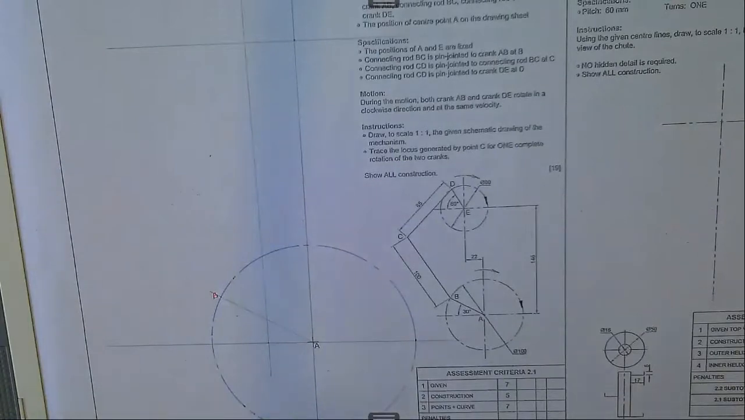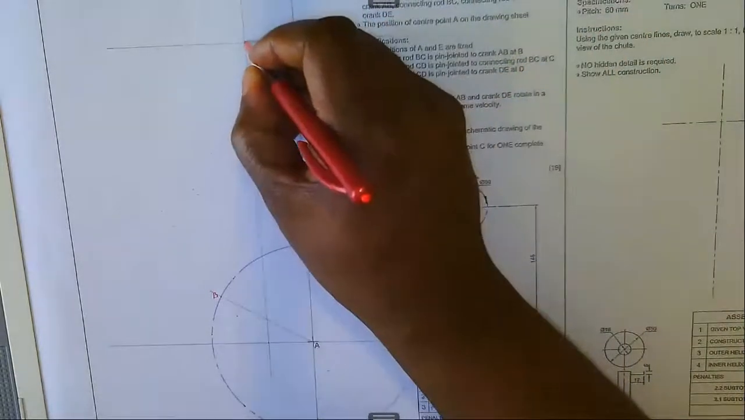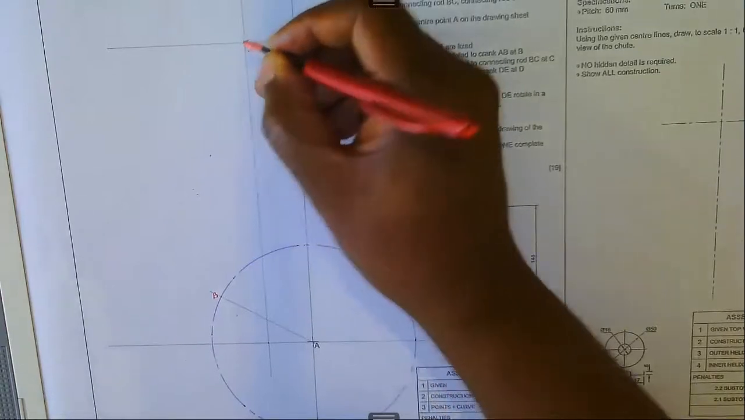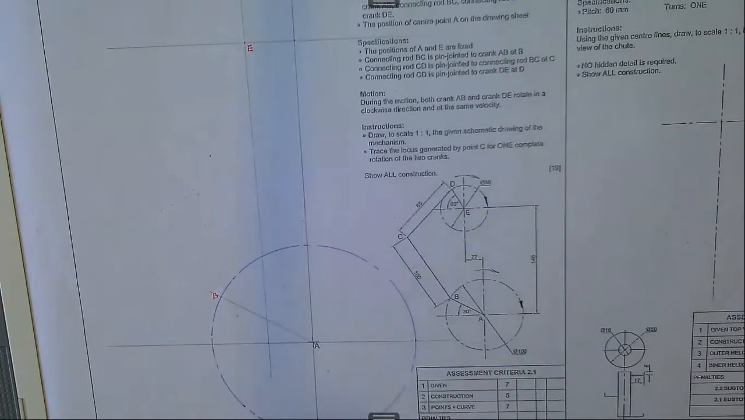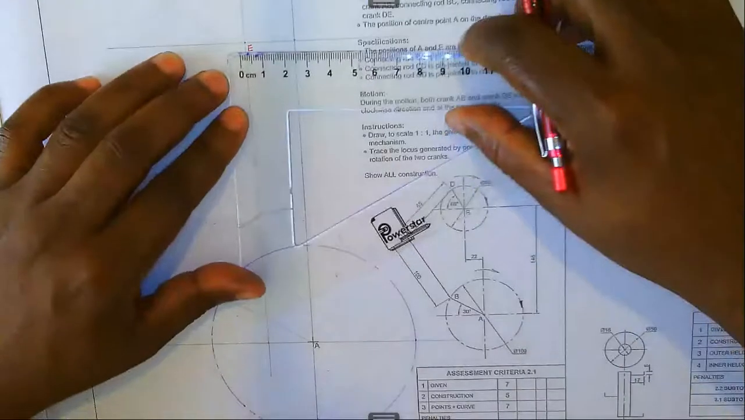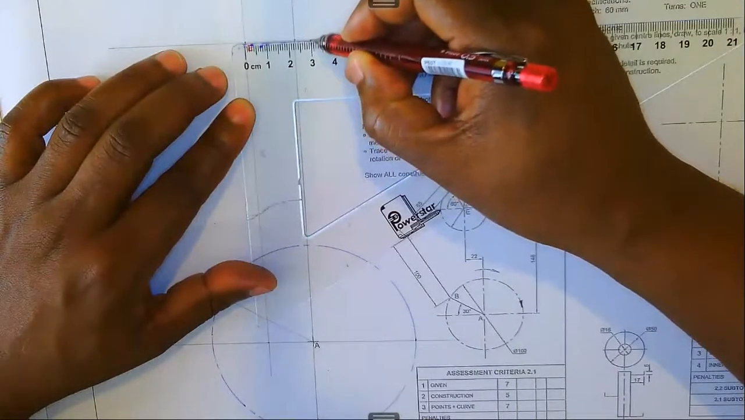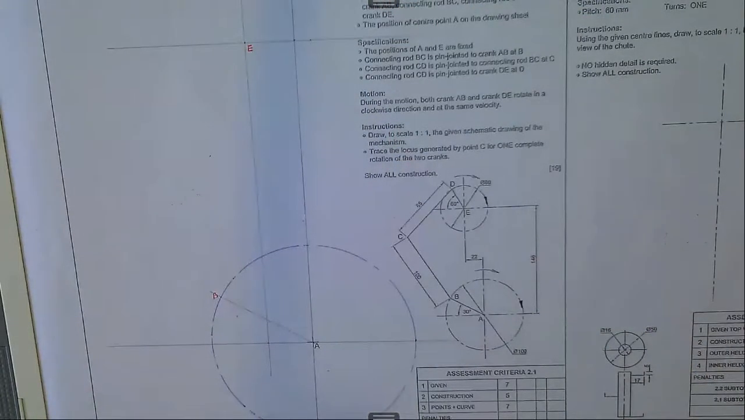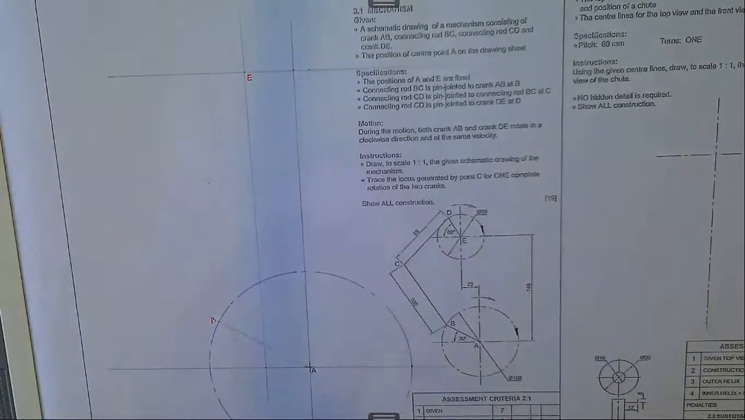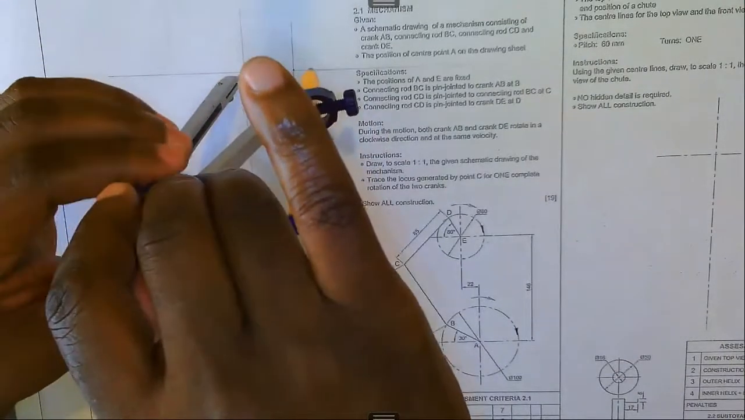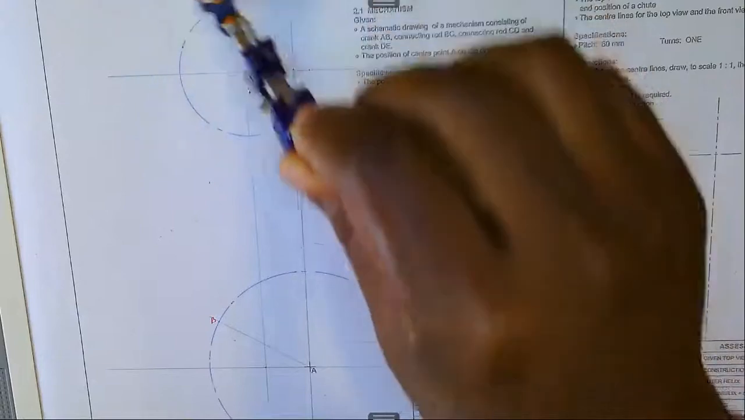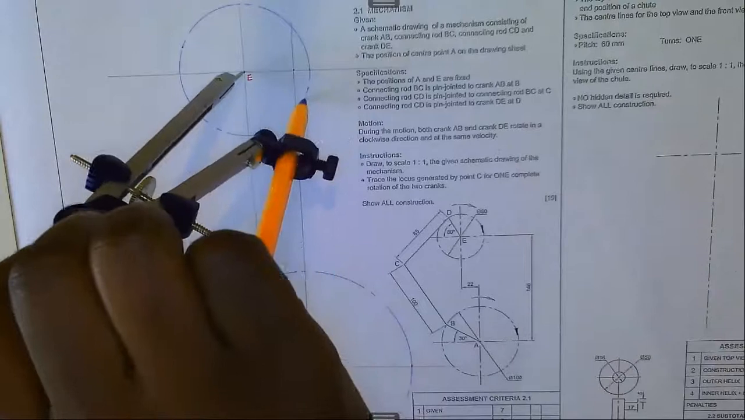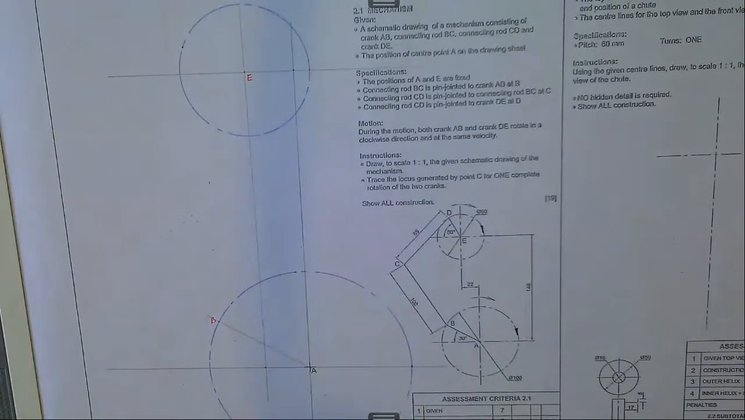So that is our point E. Point A, then offset by 22 millimeters, we have got point E. Then the next thing, the diameter of this crank is 60, so radius 30. There you go.